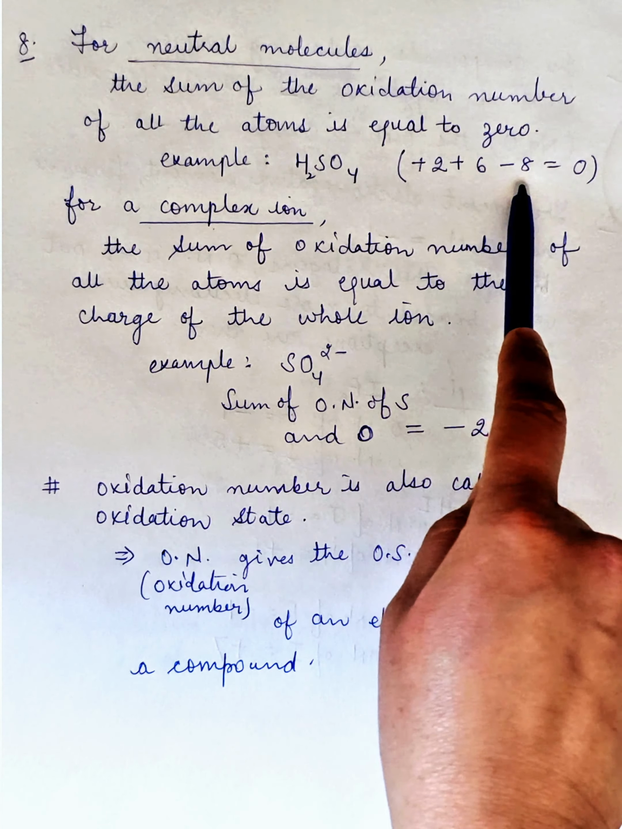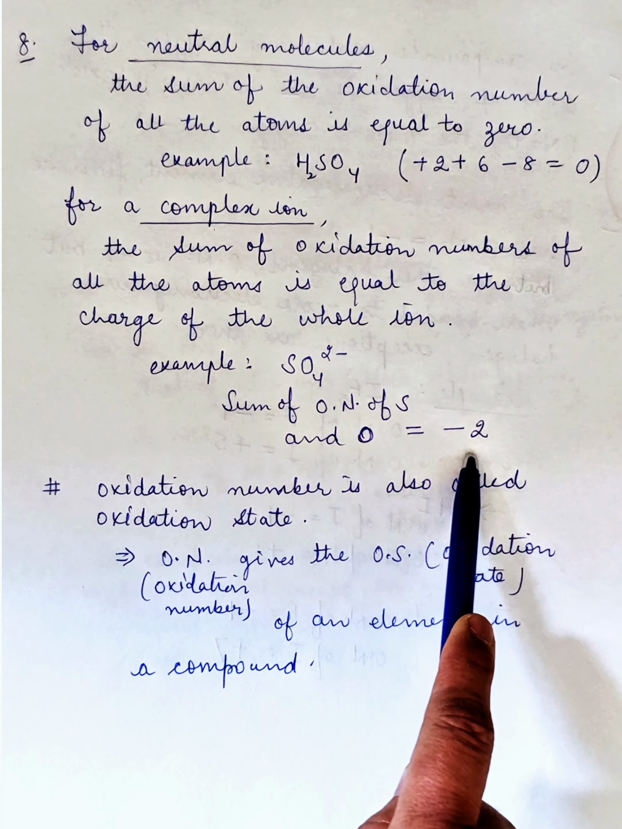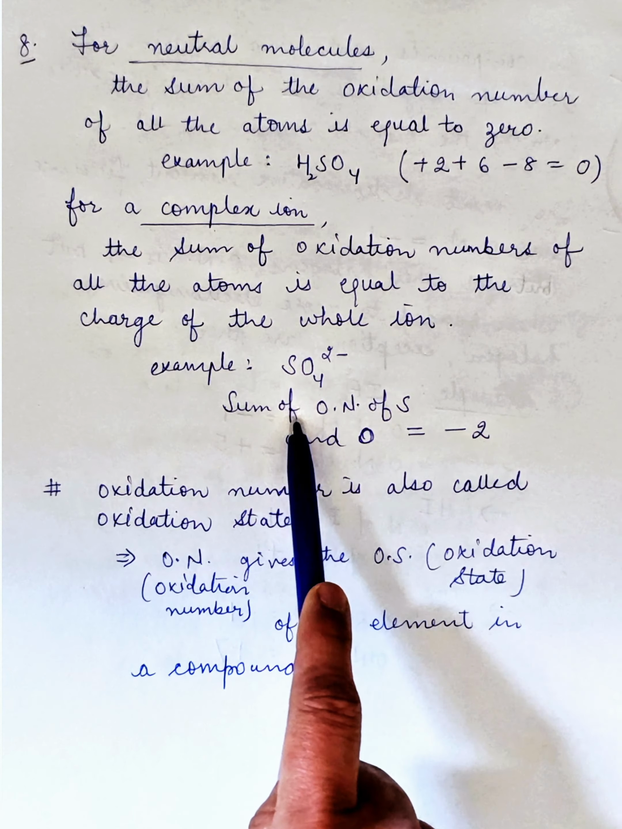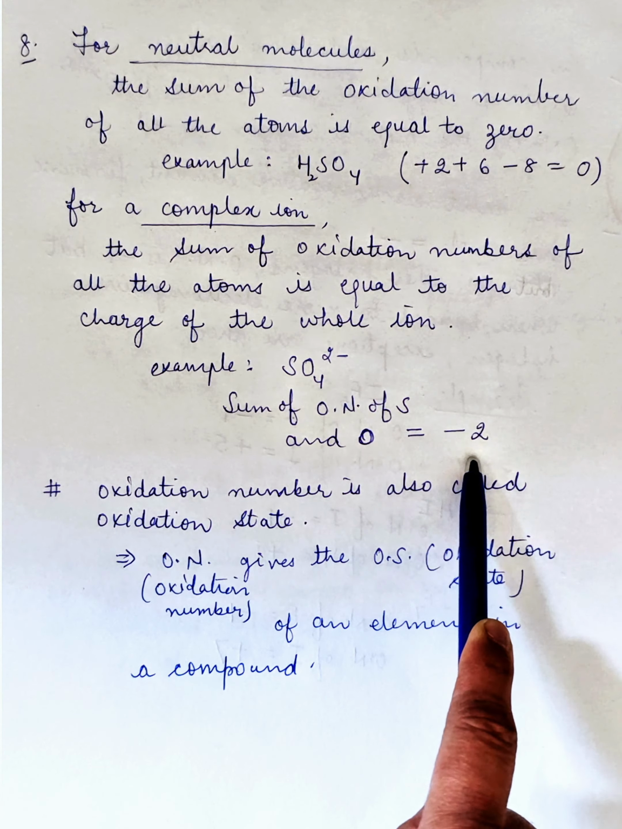Similarly, for a complex ion, meaning the molecule has some charge on it, the sum of the oxidation numbers of all the atoms is equal to the charge of the whole ion. For example, we have the sulfate ion, SO4 2-. We can see that there are sulfur and oxygen atoms, but as a whole there is a charge of -2. So if we add up the oxidation numbers of all the atoms, that should be equal to -2, the charge of the ion.